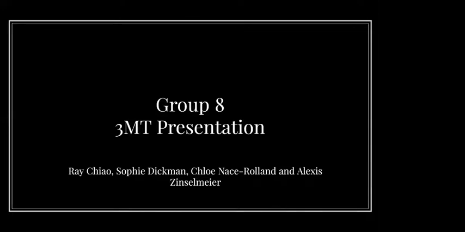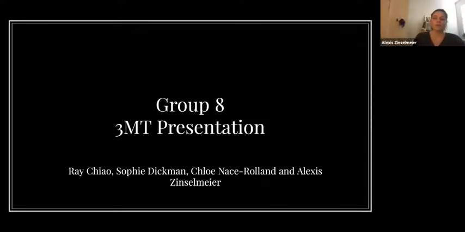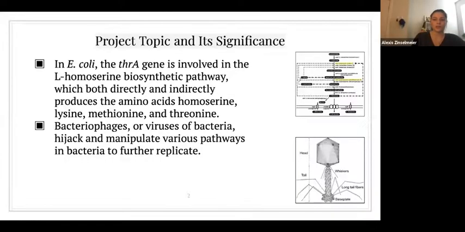Within E. coli, we're looking at a gene called thrA, which is involved in both directly and indirectly producing the amino acids homoserine, lysine, methionine, and threonine. Amino acids are used in bacterial growth. So E. coli has around 4,000 genes that encode amino acids. Some genes are considered essential, meaning E. coli cannot grow without them, and some genes E. coli can find ways to cover the function that was lost.